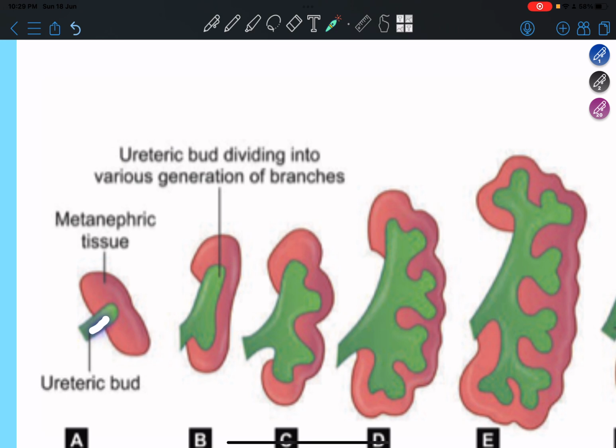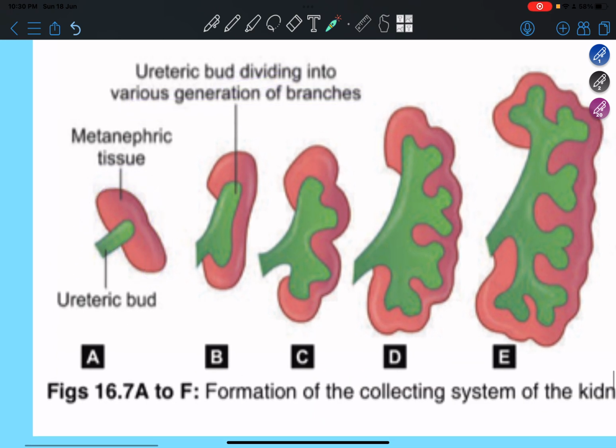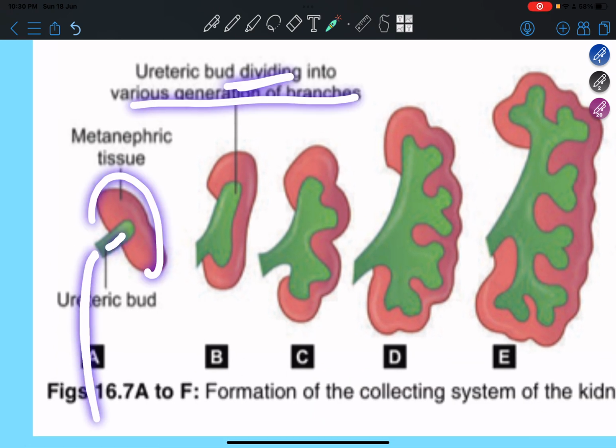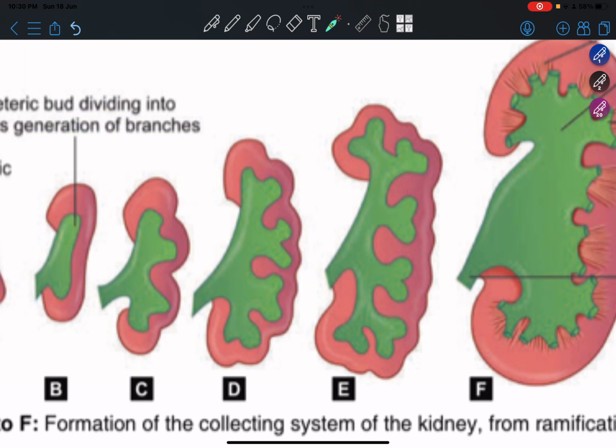So the ureteric bud met the metanephric tissue, then it starts dividing into various generations of branches. Obviously the part which is caudal to this forms the ureter, right? Then here it divides. Initially we get the pelvis, then we get the major calyces, then we get the minor calyces. So at the end of the ureteric bud, it forms somewhat like an ampulla.